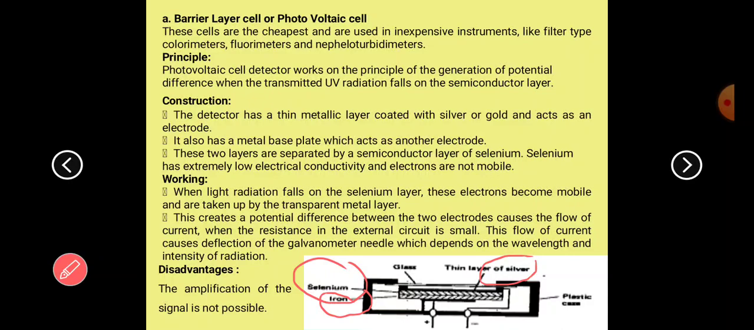But when light radiation falls on the selenium layer, these electrons become mobile and are taken up by the transparent metal layer. This creates a potential difference between the two electrodes and causes current to flow when the external resistance in the circuit is small. This flow of current causes deflection of the galvanometer needle, which depends on the wavelength and intensity of radiation. So this is the working of the barrier layer cell or photovoltaic cell. But the disadvantage with this detector is that amplification of the signal is not possible.